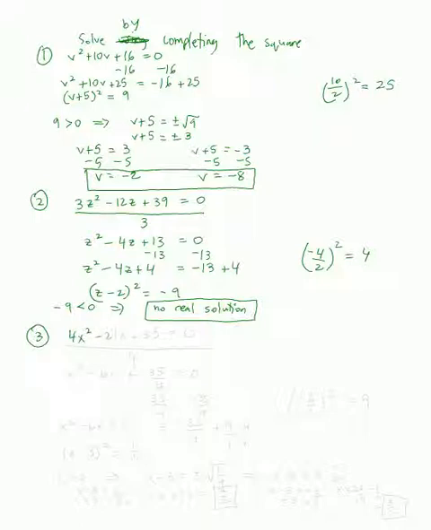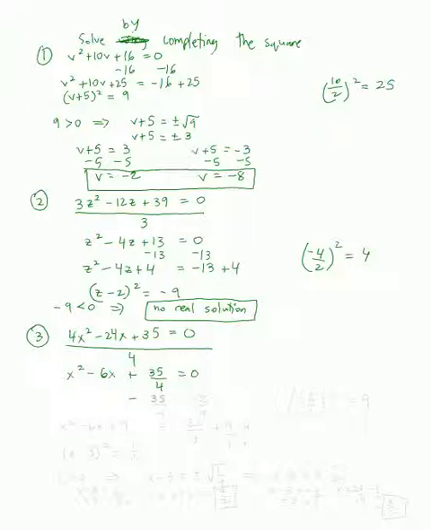4x squared minus 24x plus 35 equals 0. This is going to be tougher. The only reason it's going to be tougher is because we're going to have to deal with fractions during the problem. So step 1, divide everything by a. In this case, a is 4, so I'm going to divide everything by 4. I end up with x squared minus 6x plus 35 over 4 equals 0.